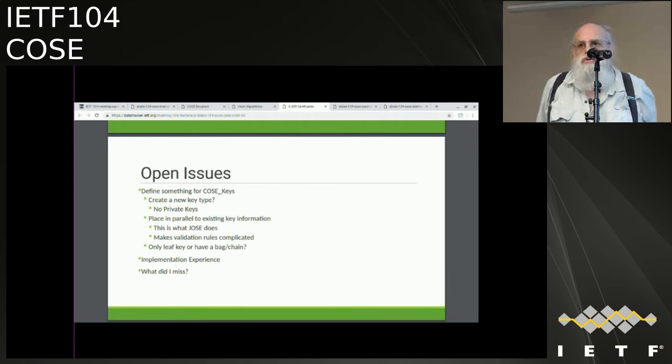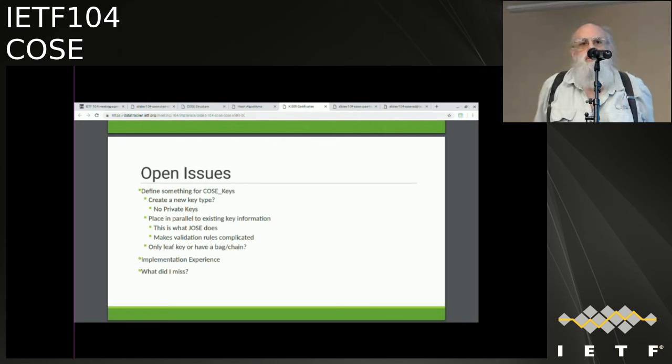The other way you could do it is we can say we're not going to do that, because you're either going to do one or the other. You're not going to end up doing both. So what we could do is create a new key type for COSE keys, which says, this is an X509 certificate.